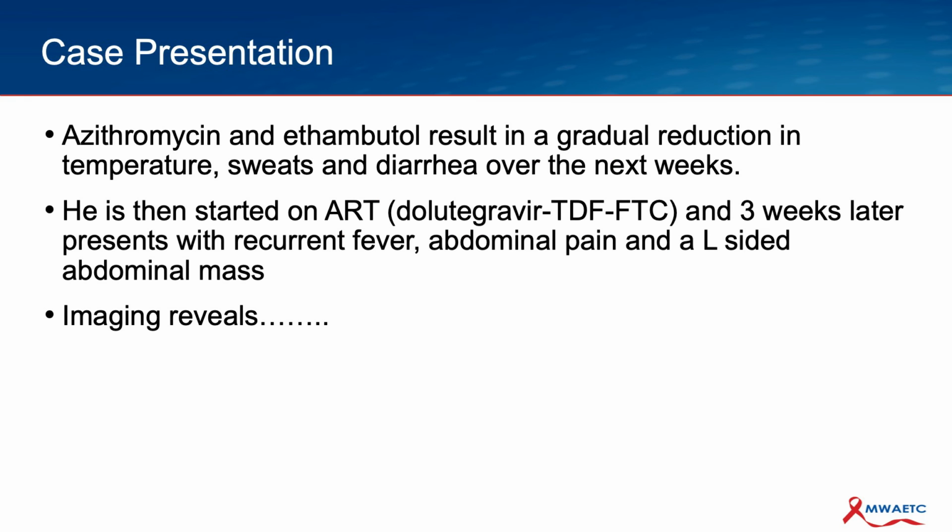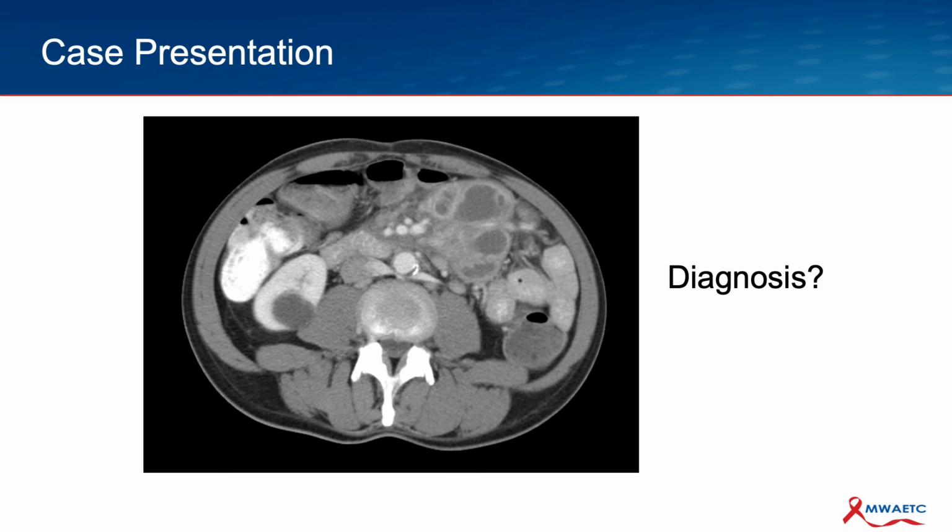So he started on azithromycin and ethambutol, and that results in a gradual reduction in his temperature, sweats, diarrhea. He is then started on ART, a dolutegravir-based regimen, and 3 weeks later presents with recurrent fever, abdominal pain, and a left-sided abdominal mass. And imaging is here, showing those nodes that we saw in the last CT scan are now liquefying and necrotic. And this represents non-tuberculous mycobacteria IRIS.